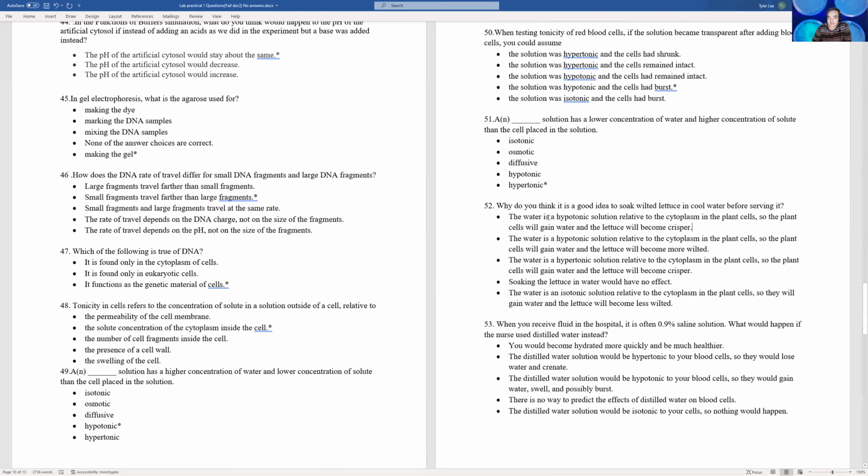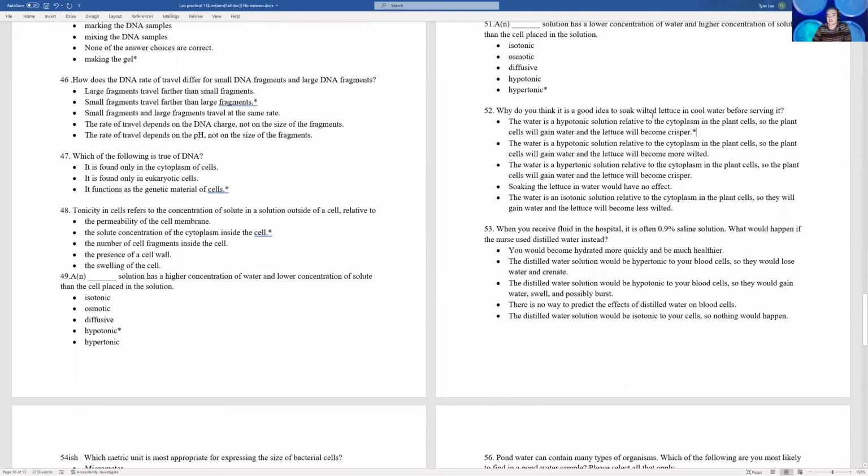So we want to place the plant cells in a hypotonic solution. The water is a hypotonic solution relative to the cytoplasm of the plant cells. That means the water will be drawn inside the plant cells, which will become more rigid, more sturdy, and crisper. So if you have wilted lettuce leaves, you can place them in water, and they will absorb that water and become a little bit crisper.